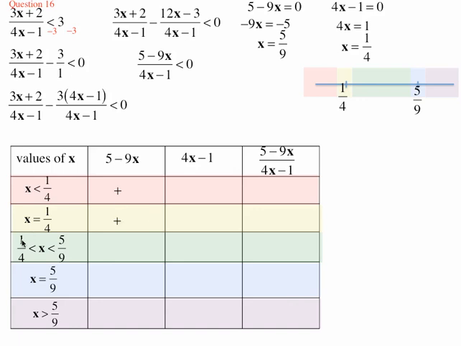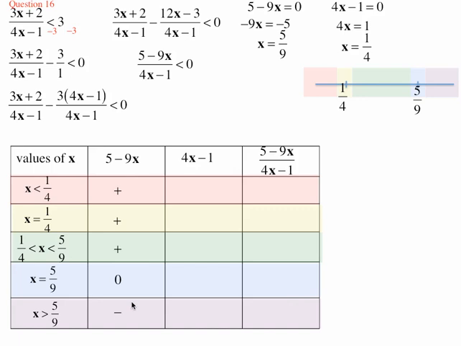When x is between 1/4 and 5 ninths, and 5 ninths is 0.5 repeating, so I'm just going to pick a half, 0.5. A half of 9 is 4.5. 5 take away 4.5 is still going to be positive. When x is 5 ninths, so 9 times 5 ninths, the 9's cancel and we get 5. 5 minus 5 is 0. And when x is greater than 5 ninths, for example, when x is equal to 1, we have 5 minus 9, which is negative.